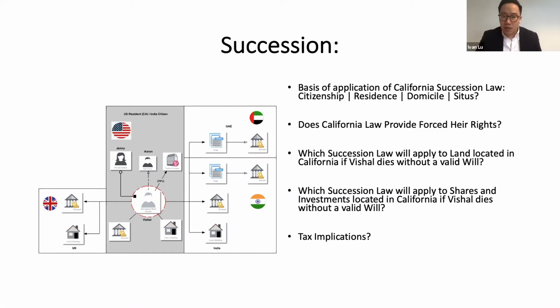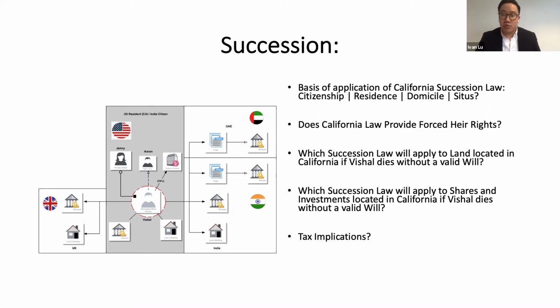And if you're not otherwise domiciled in California and you die without a will, then California's intestacy statutes will only apply to California situated assets, meaning California real estate. California does not have forced heir rights. California respects the free disposition of assets.